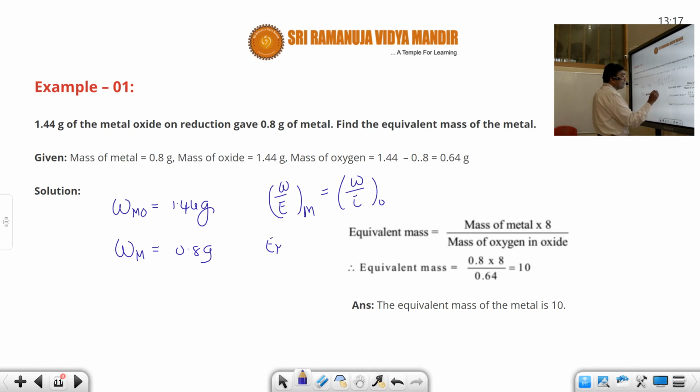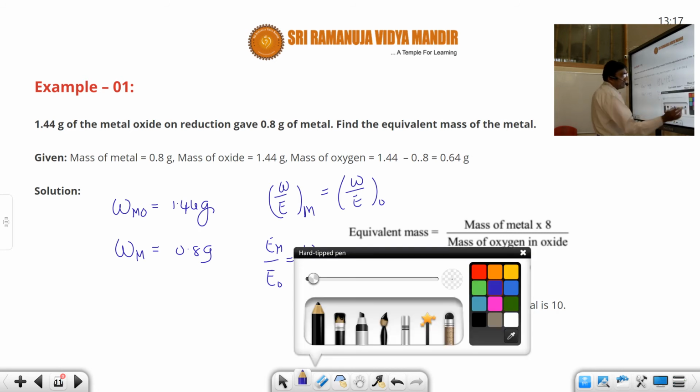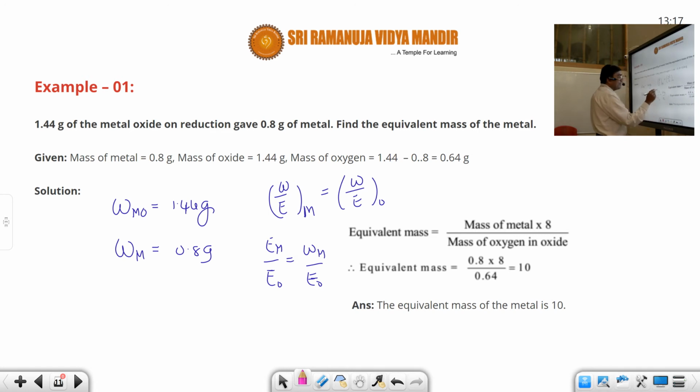This is equal to equivalent mass of metal by equivalent mass of oxygen is equal to weight of the metal by weight of oxygen. Now answer this, substitute these values. Equivalent weight of metal you have to find, EM you have to find. Now equivalent weight of oxygen. How do you get the weight of oxygen? WMO minus WM gives weight of oxygen. So 1.4 minus 0.8, it gives weight of oxygen. I hope you understood. So 1.4 minus 0.8 is 0.6. So it is 0.6, that is equal to weight of the oxygen.